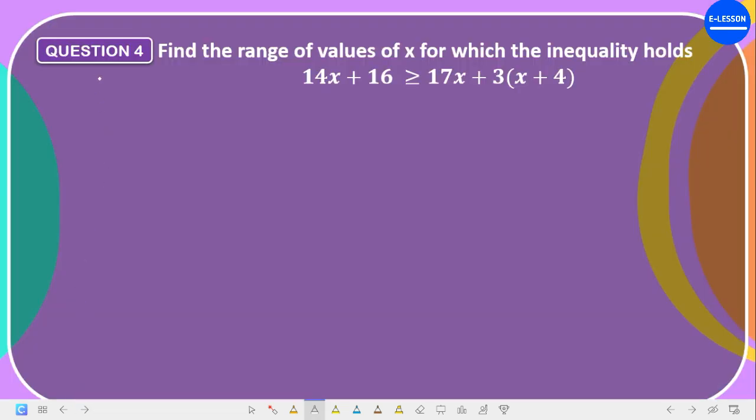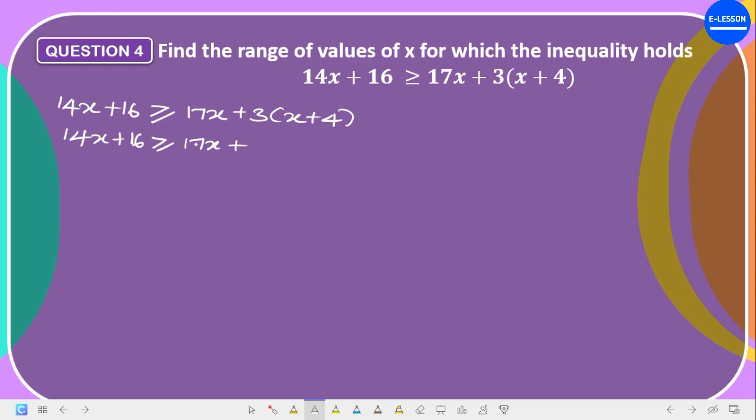Now let's look at the next. The next question says, find the range of values of x for which the inequality holds. Now the inequality given to you is 14x plus 16 greater than or equal to 17x plus 3 bracket x plus 4. Now what are we going to have here? This becomes 14x plus 16 greater than or equal to 17x plus.